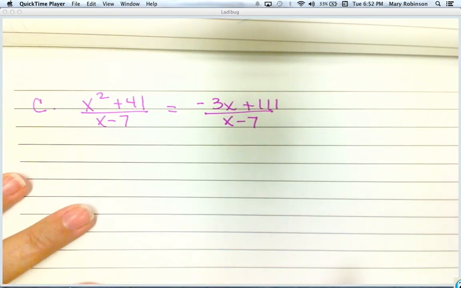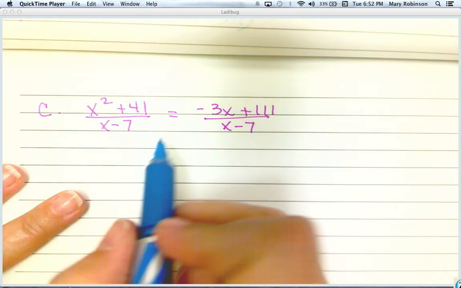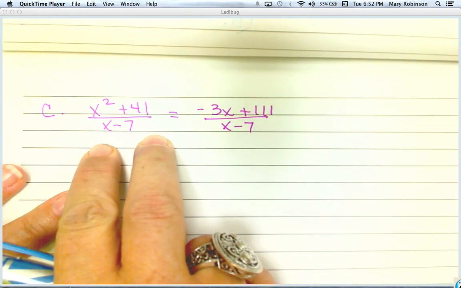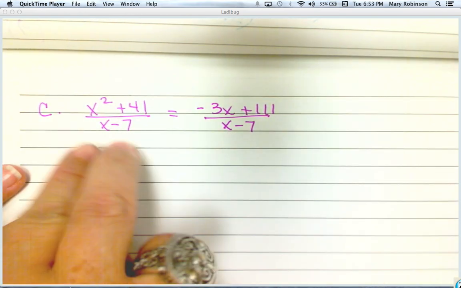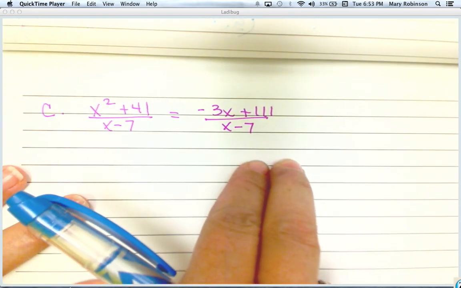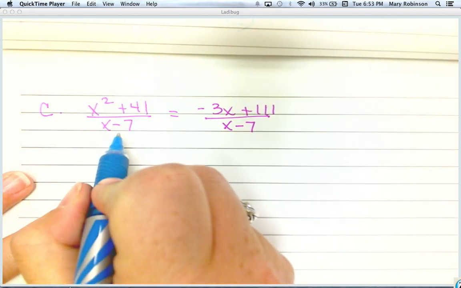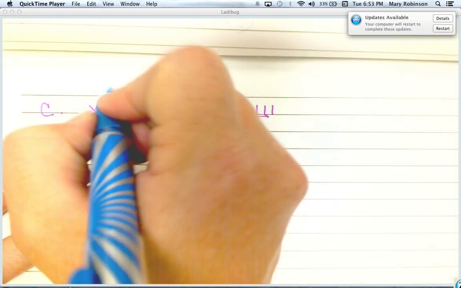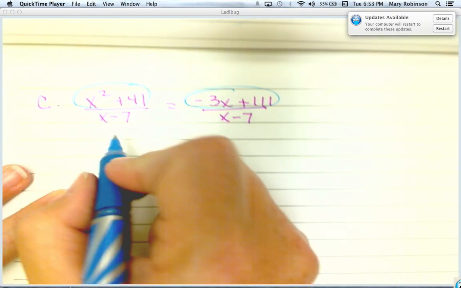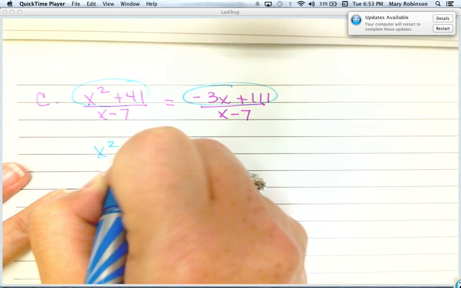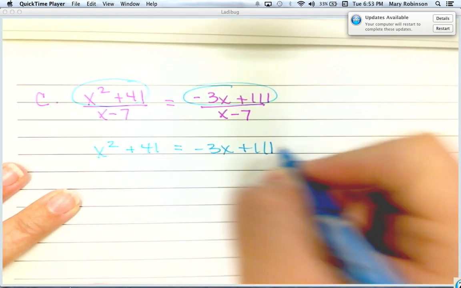All right, for part C, what I need you to recognize is that for these fractions, there's no adding or subtracting on either side in terms of adding rational expressions together. We have a rational expression equal to another rational expression. However, these have like denominators. So if these two fractions are equal, then that means that this numerator is equal to this numerator. So that means I can ignore the common denominator here and just set the numerators equal to one another.